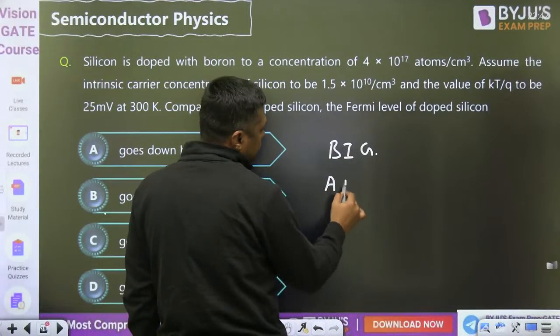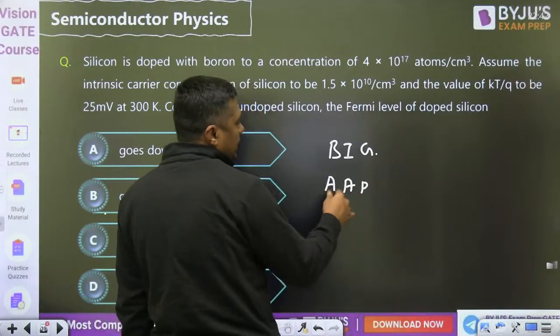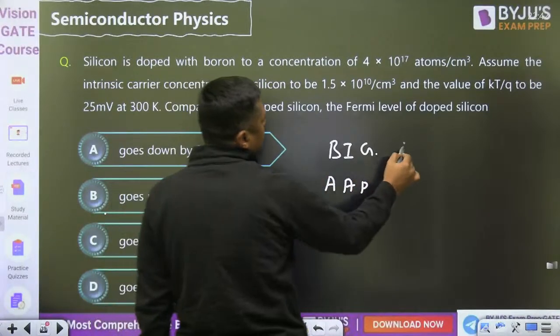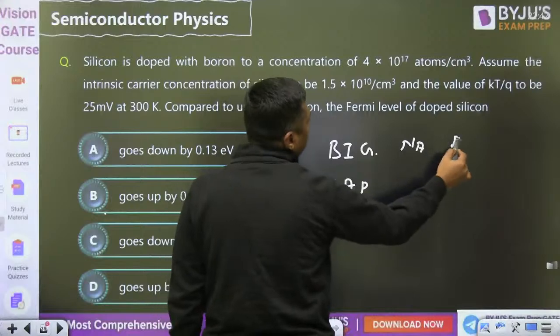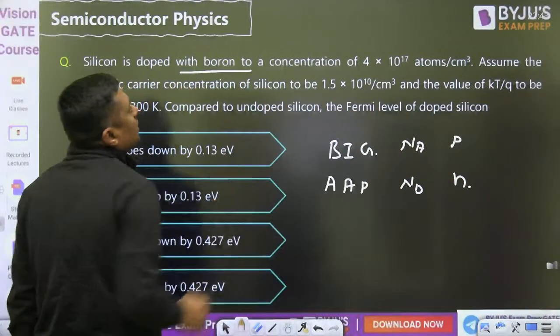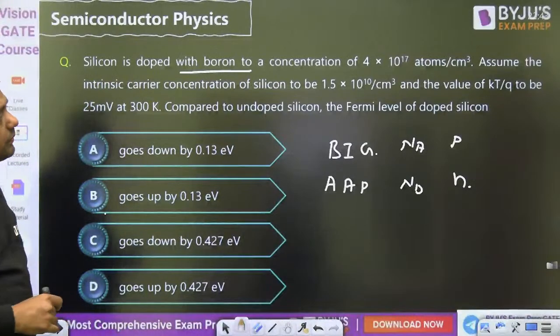And arsenic, antimony, phosphorus is what? Pentavalent. It is Na, means it will become P type. Nd, it will become N type. So the Fermi level will go down.